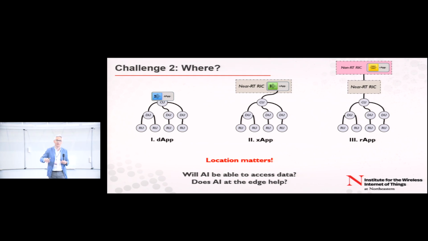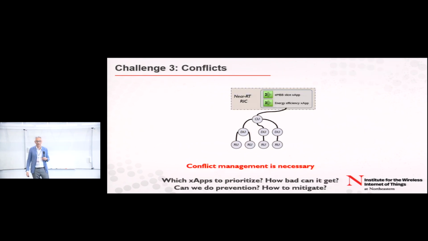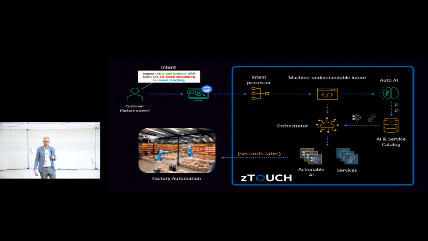Should it be executed in the form of an app close to the radio access network, as an xApp, or as an rApp? Location matters. And number three is understanding conflicts, right? If there are different xApps that are trying to control functionalities that are in conflict, if there are different xApps providing contradicting control commands to the radio access network, which xApp should we prioritize, and how bad can it get?